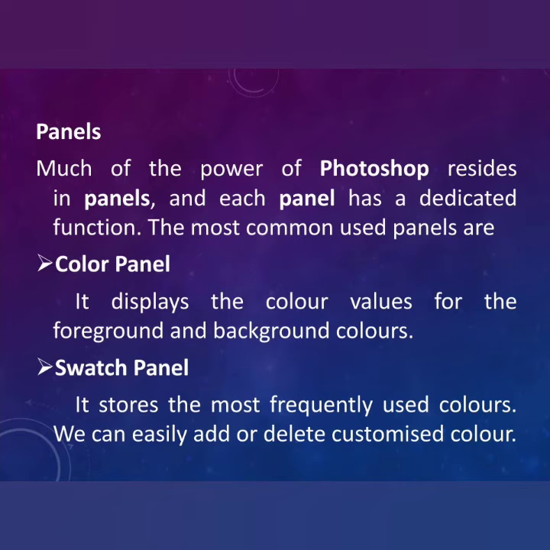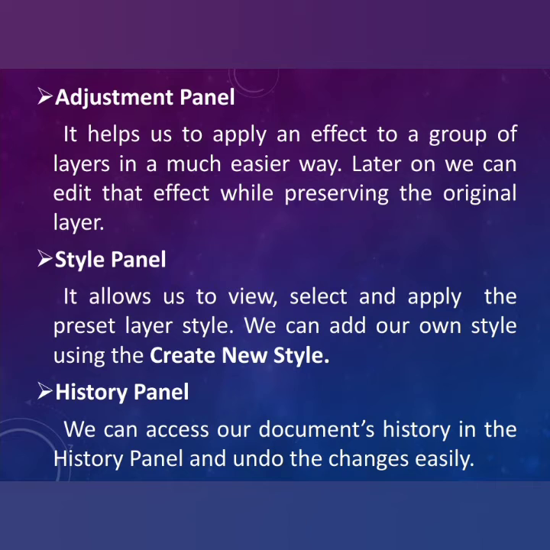You can use the sliders in the color panel to change the foreground and the background color using different color modes. Next is swatch panel. It stores the most frequently used colors and we can easily add or delete customized colors. Third one is the adjustment panel. It helps us to apply an effect to a group of layers in a much easier way. Later on, we can edit that effect while preserving the original layer.